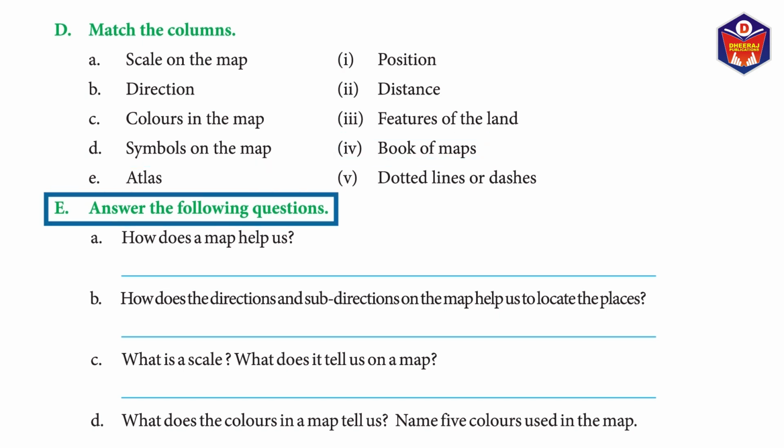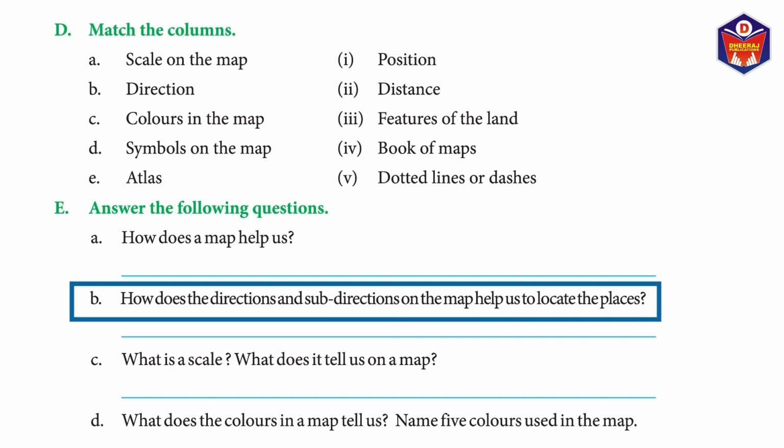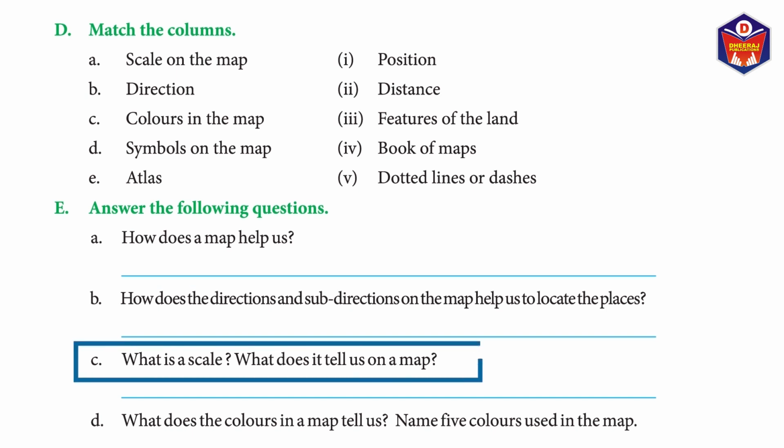E. Answer the following questions. A. How does a map help us? Answer: a map helps us to see the whole of Earth's surface at one time. B. How do the directions and subdirections on the map help us to locate the places? Answer: the directions in the map help to find the position of the place. C. What is a scale and what does it tell us on a map? Answer: every map gives the measure of distance in the form of scale in the corner of the map.